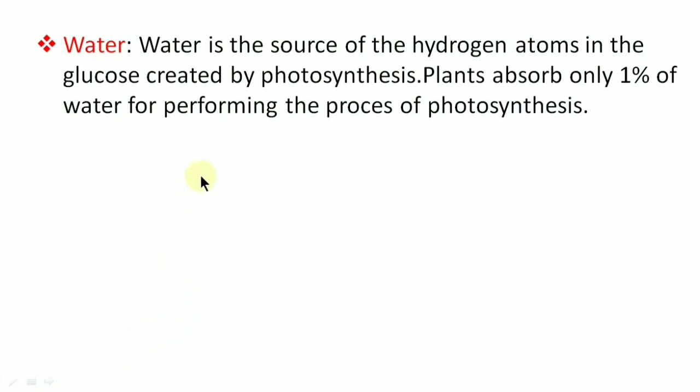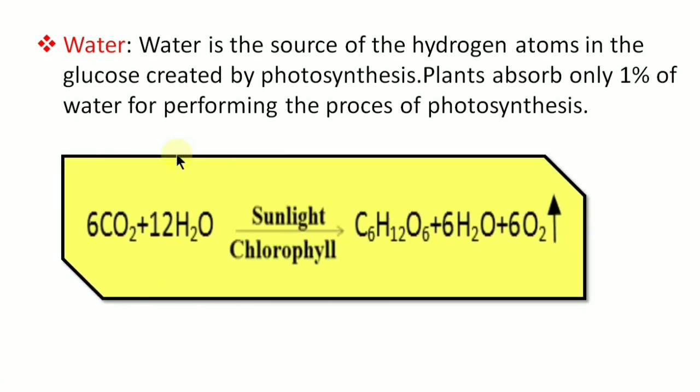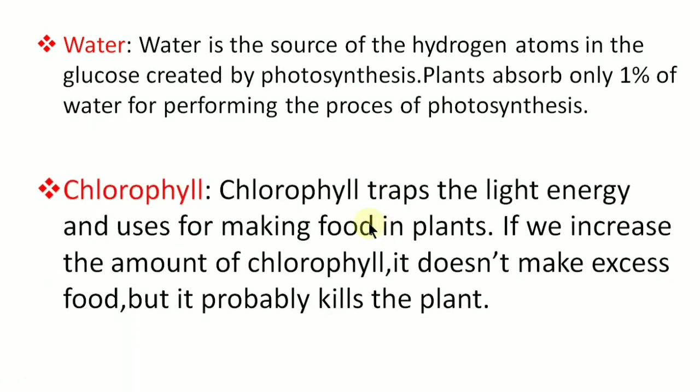Next, water. Water is the source of hydrogen atoms in the glucose created by photosynthesis. This is the equation of photosynthesis. So here the water, which is H2O, and this is the chemical formula of glucose, C6H12O6. So water is the source of the hydrogen in glucose, and about 1% of the water absorbed by the roots is utilized in photosynthesis. So a decrease in water reduces the rate of photosynthesis.